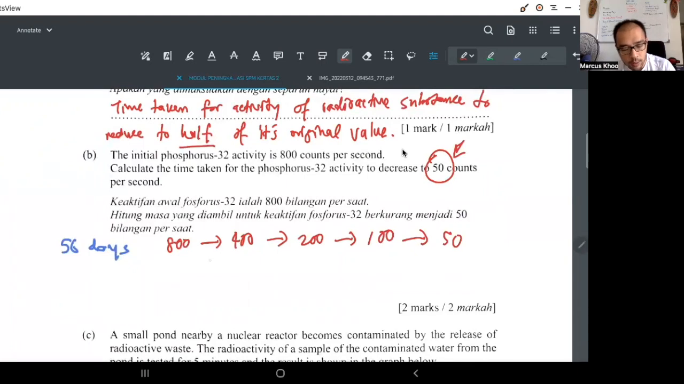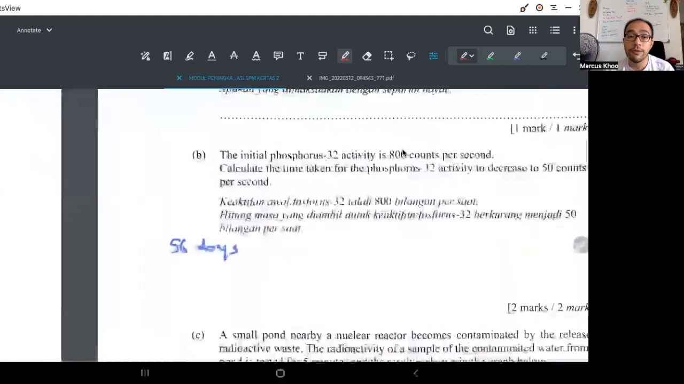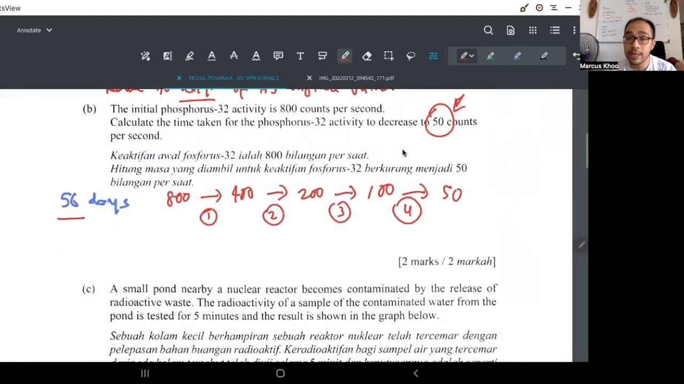So di sini ada 1, 2, 3, 4 half-lives. Okay, every half-life is already given as 14 days. So 4 half-lives means 56 days loh. 14 days times 4 half-life, okay, which will give you 56 days. Okay, so this is a pretty standard step lah. Start with the original activity and then kasih half until the last activity. Then you count how many half-lives there are.